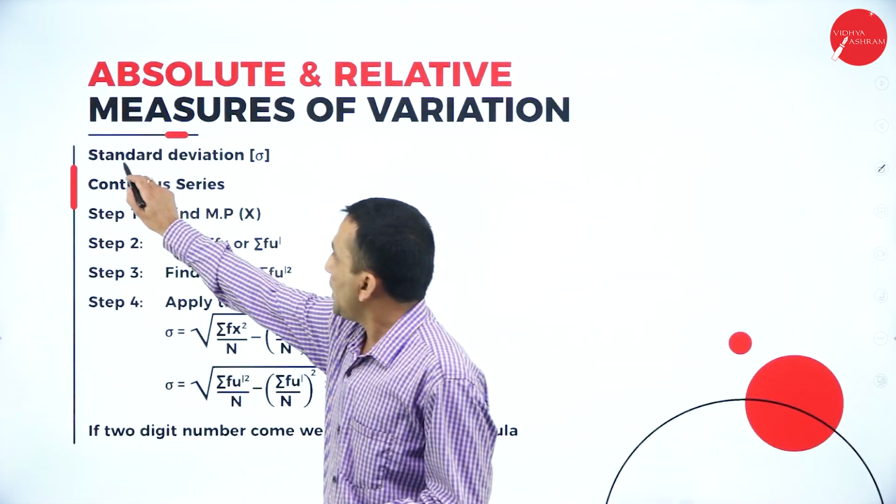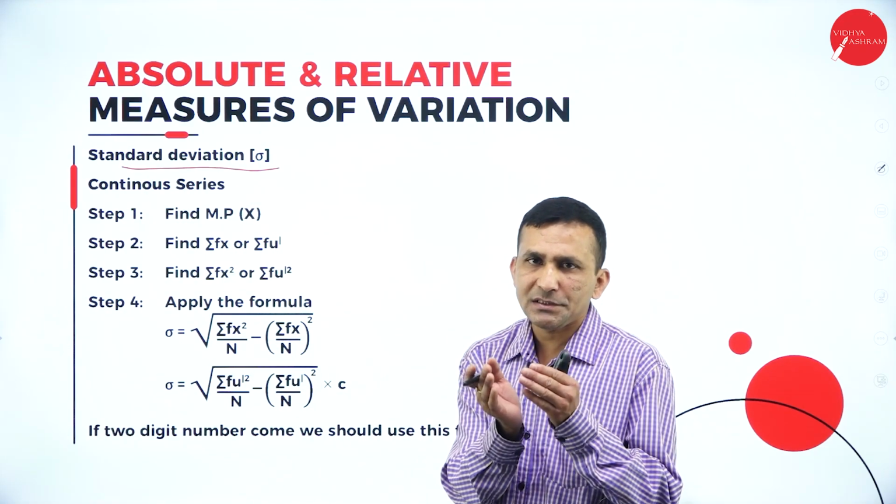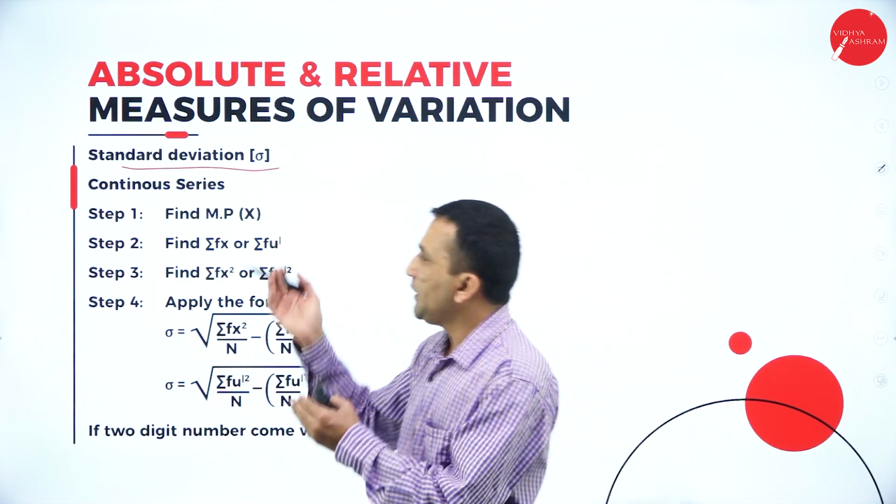Moving forward. So here the standard deviation, we have now completed for the discrete ungrouped data and discrete grouped data. Now we are moving to the continuous series.